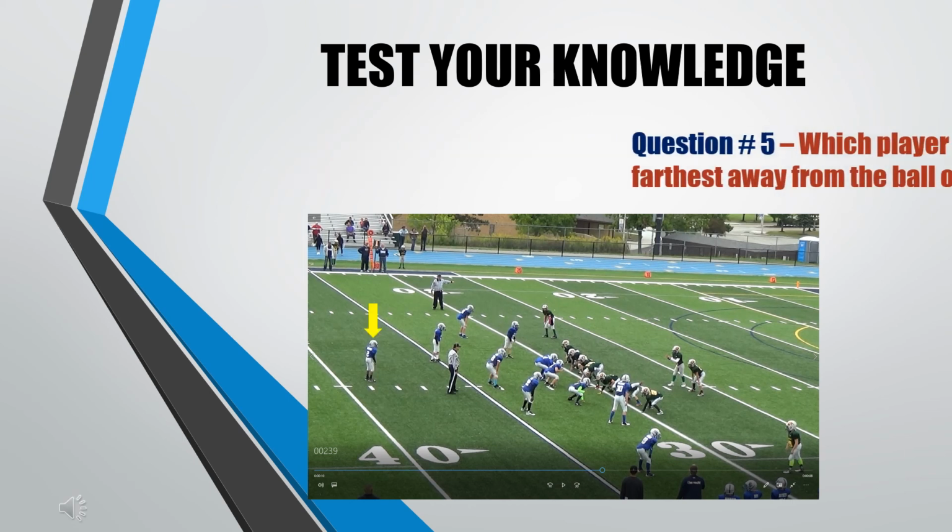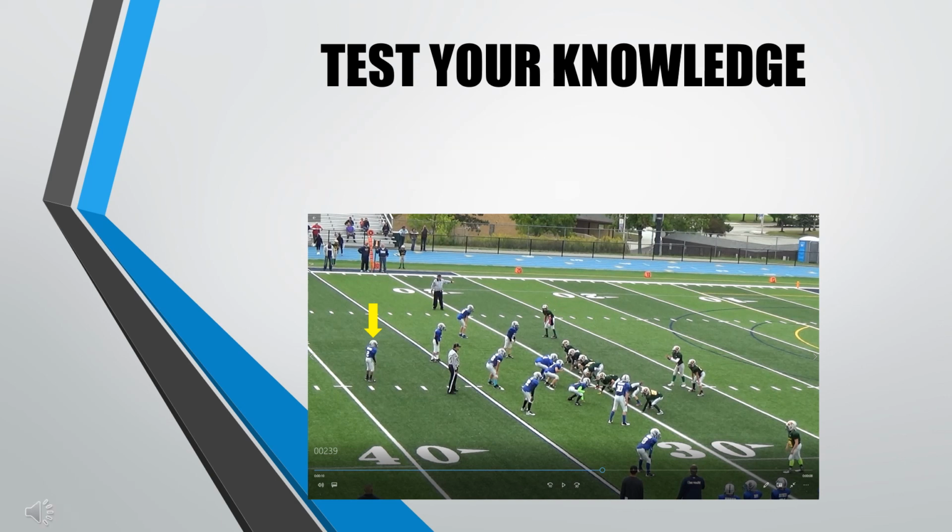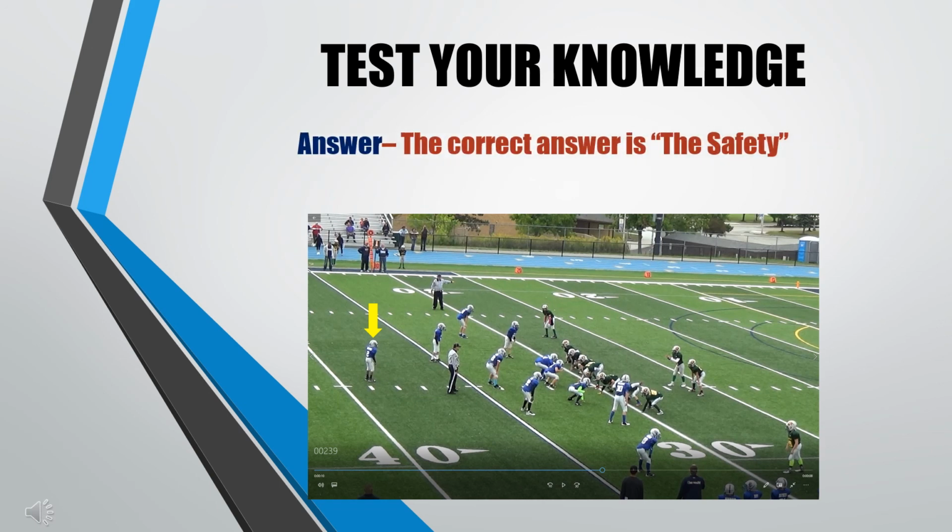Question number 5. Which player usually lines up the farthest away from the ball on defense, shown by the arrow down below? The correct answer is the safety.